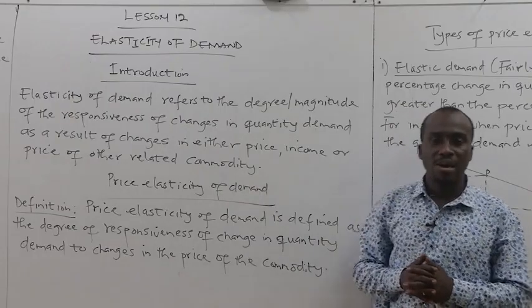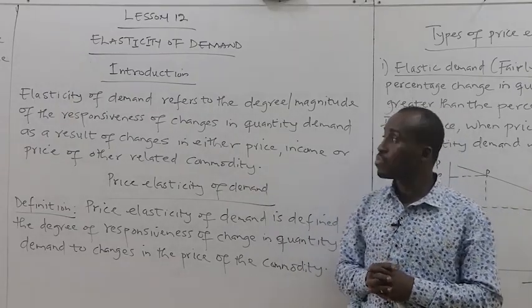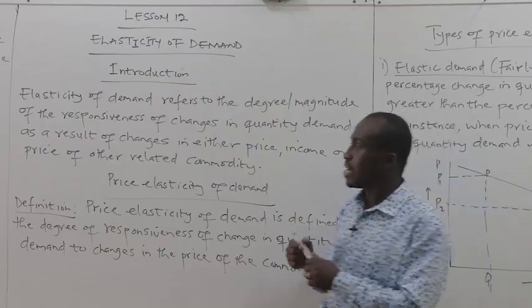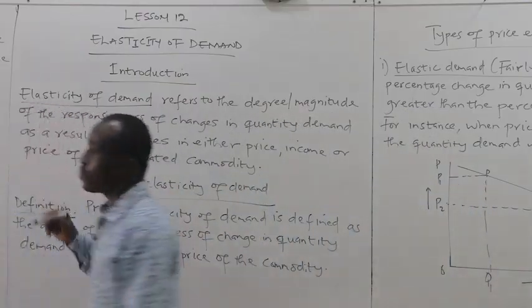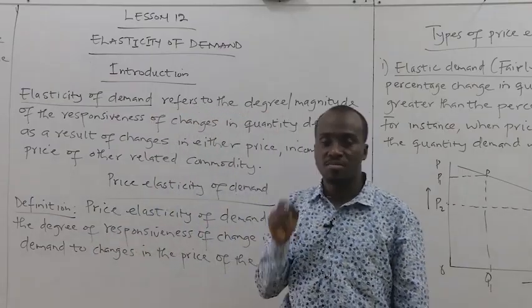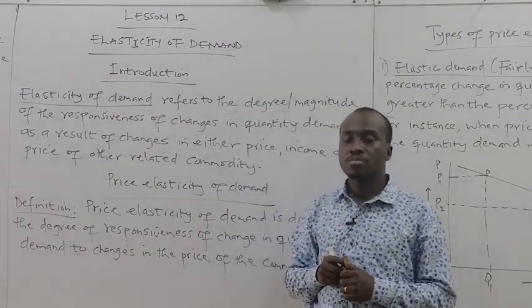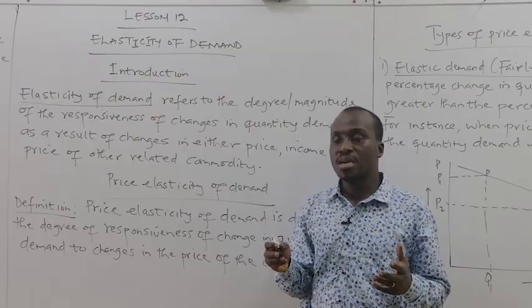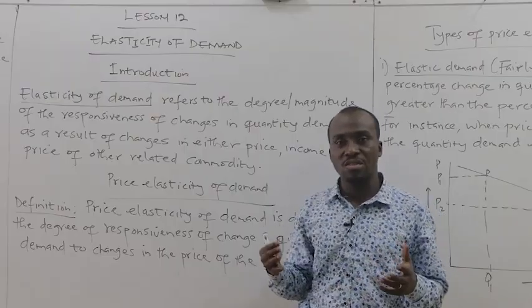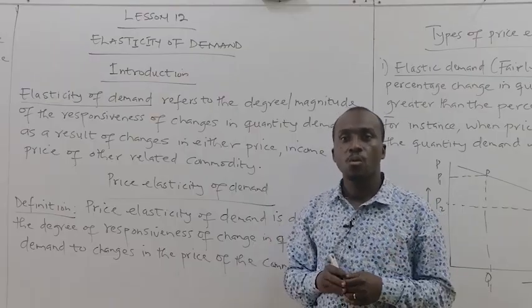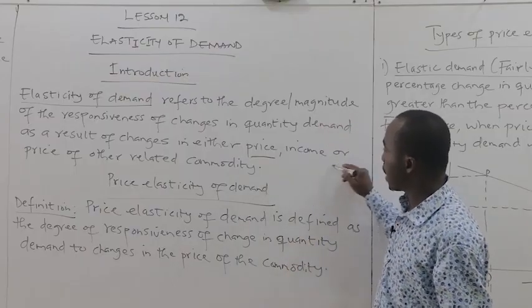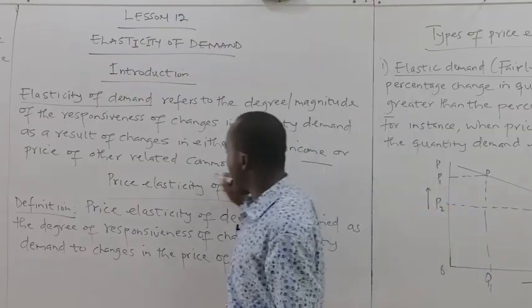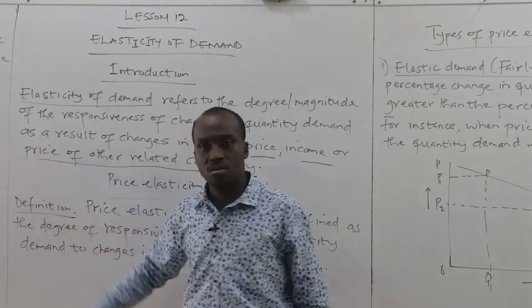So when you say price elasticity of demand, what does it refer to? When you say elasticity of demand, here our emphasis is on elasticity of demand before we come back and take the types and explain them one by one. It basically shows the extent to which demand changes whenever there's a change in either price of the commodity, income, or price of related products.